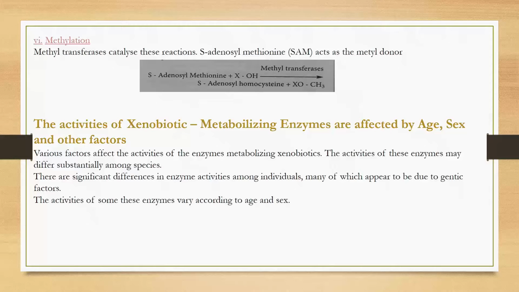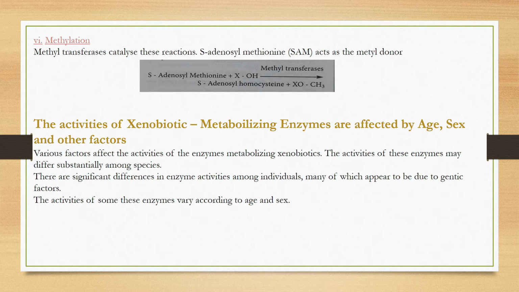Methylation: methyl transferase enzymes catalyze the reaction, and S-adenosylmethionine, also called active methionine, acts as the methyl donor. So in this reaction, a xenobiotic XOH and S-adenosylmethionine, the active methyl donor, donates the methyl group and forms S-adenosyl homocysteine, and the xenobiotic is detoxified.